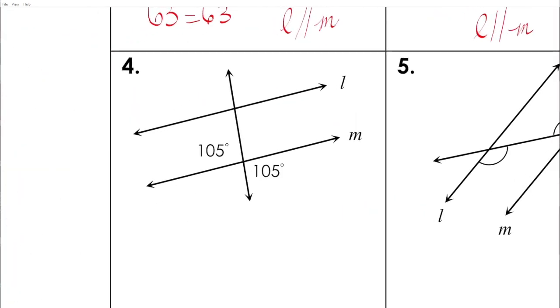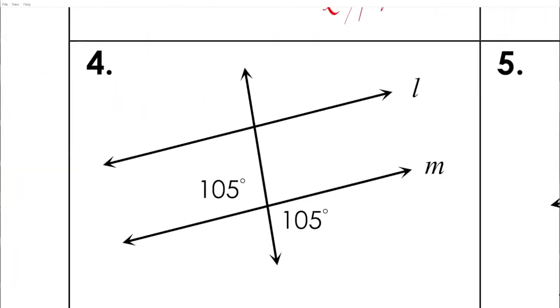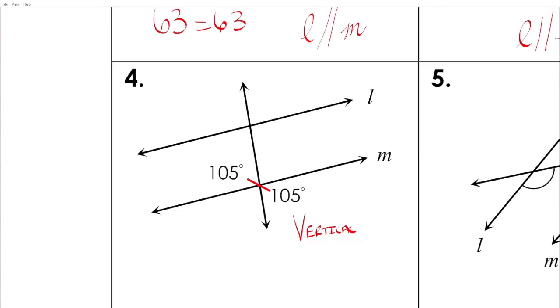Number 4, these two angles are congruent. Great, but these are vertical angles. Vertical angles do not help us. They're not one of the 5 that proves things parallel. So unfortunately, this myth is busted.